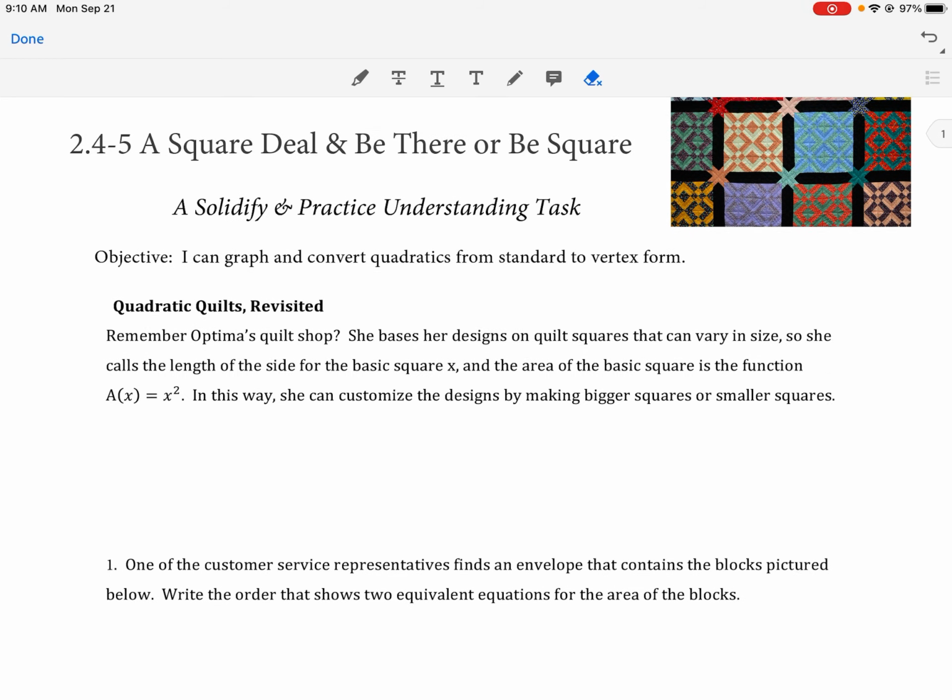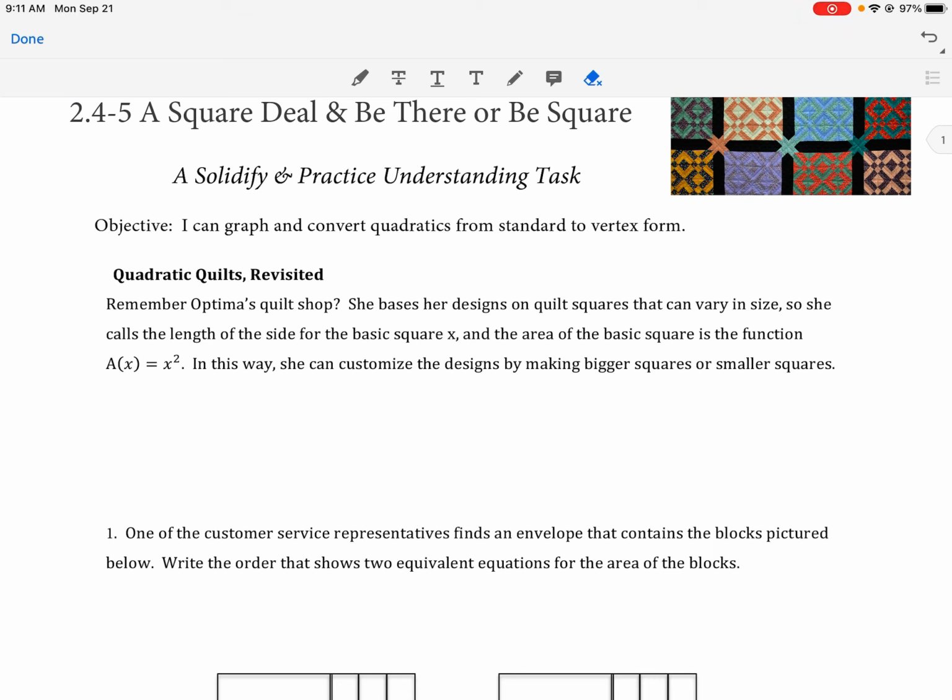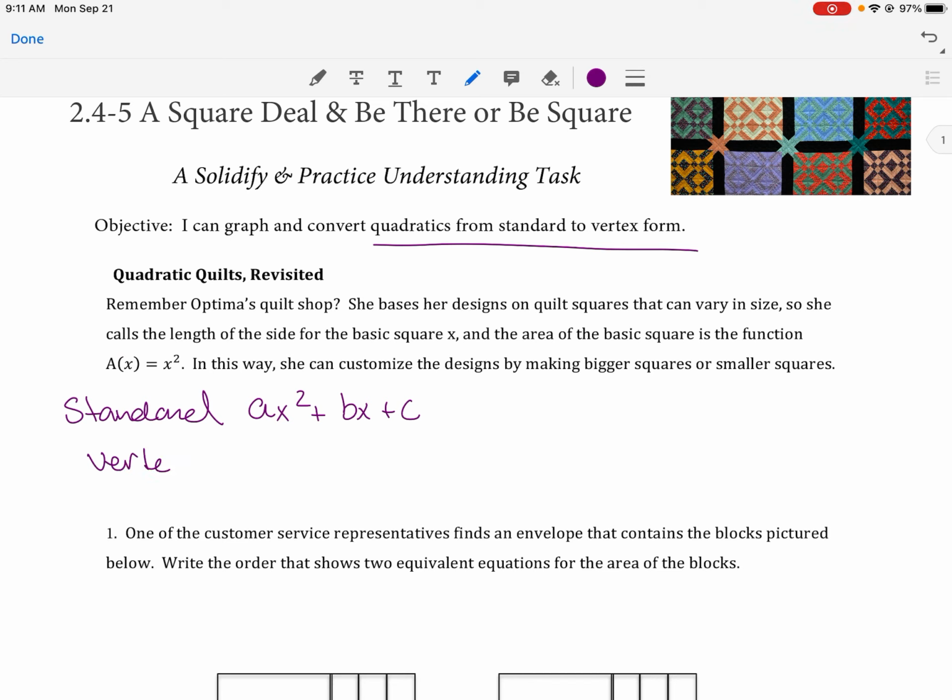All right, so today we're still talking about quadratics. We will be converting them between standard and vertex form, and we will be talking about graphing them. Remember, standard form is ax squared plus bx plus c. Vertex form, you have positive or negative a times x minus h squared plus k. Okay?